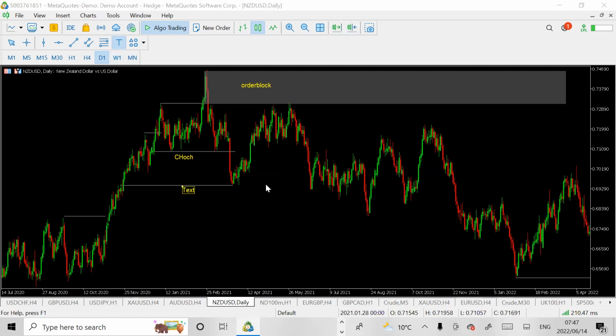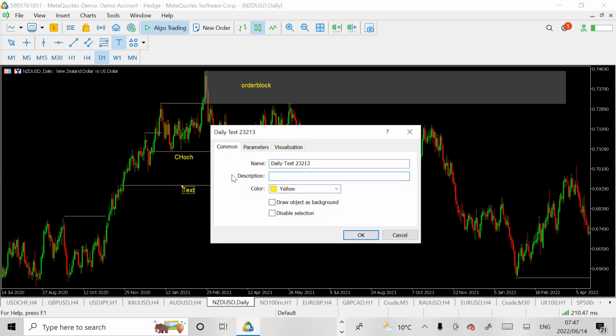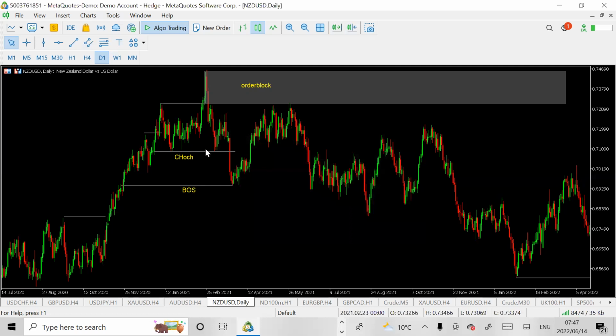Okay. So I'm going to name it: wherever you see a CHoCH, there must be a break of structure. So when price breaks the CHoCH, it creates the CHoCH. It leads to the break of structure, which you also have to name. That's why you see a break of structure.